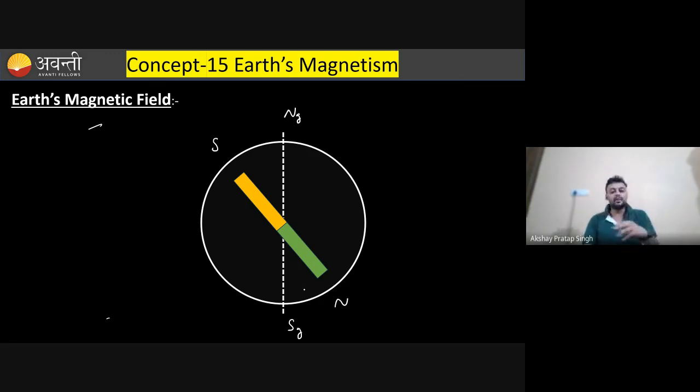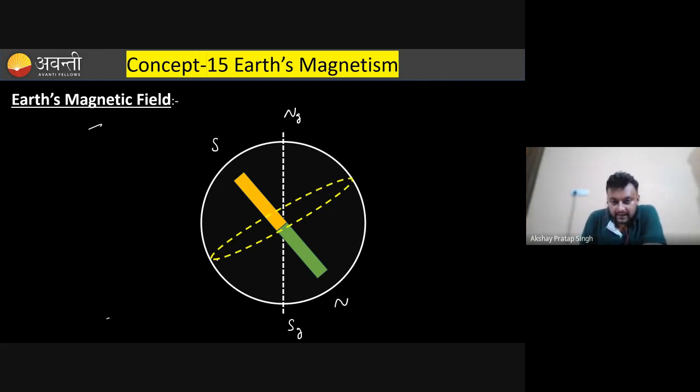Now, this may be a little bit confusing to some of the students, so I am repeating my words. Earth has a geographical north and south pole. Everybody knows that: the geographical north, south, east, west. Next point: Earth behaves as a bar magnet, and this bar magnet has two poles, north and south. North is near the geographical south, south is near the geographical north. Very much clear.